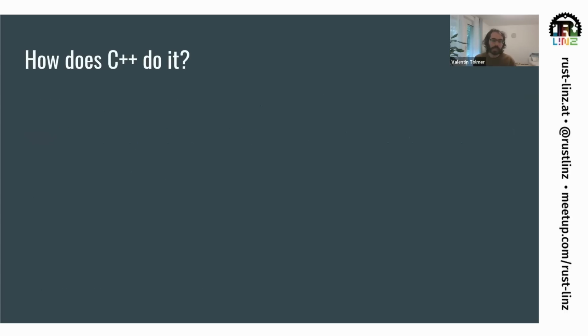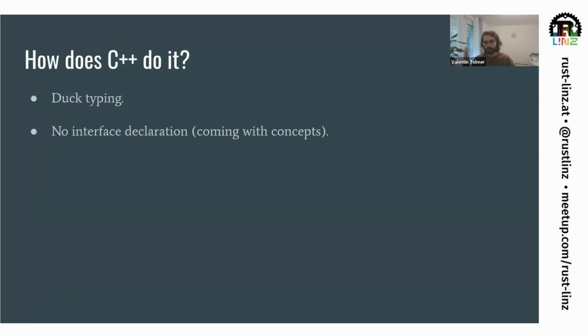So this is what we call duck typing. If it quacks, it's a duck. If it cries, it's an animal. And we don't really know if it's actually what we meant by an animal, but this is how templates work. There's no interface declaration. It's going to come in C++20 with concepts, but it's not there yet.